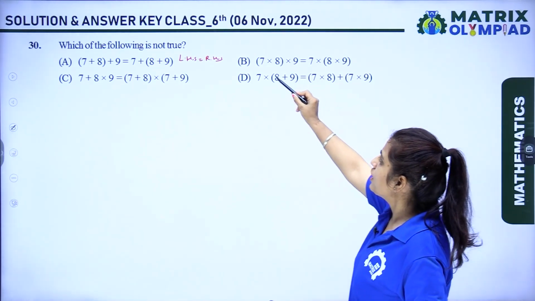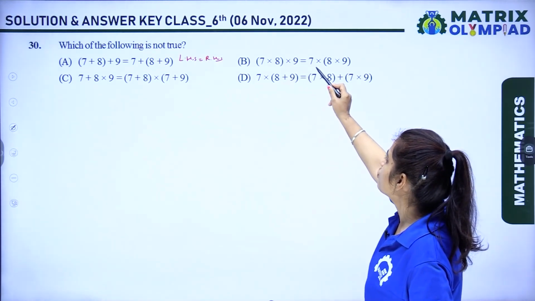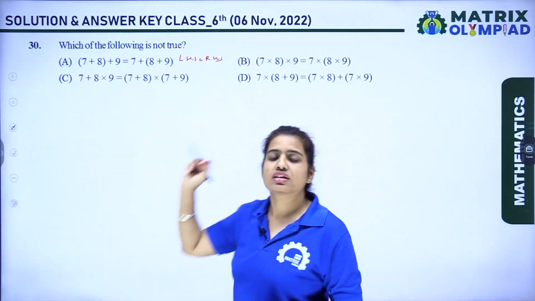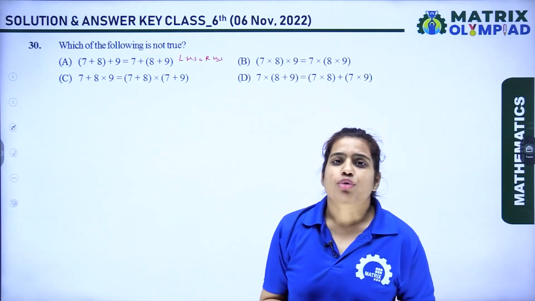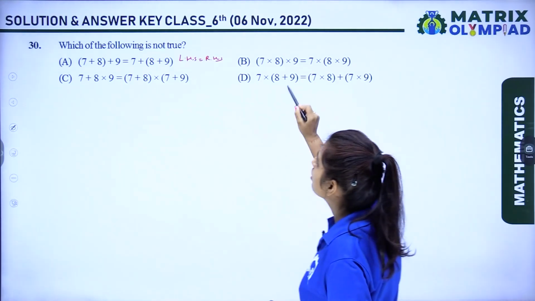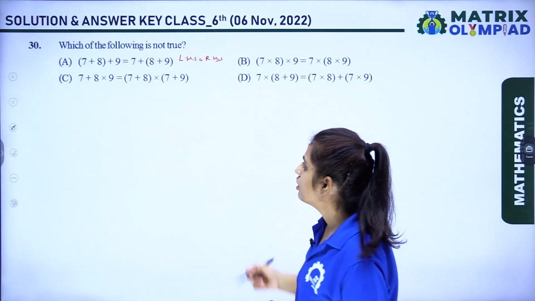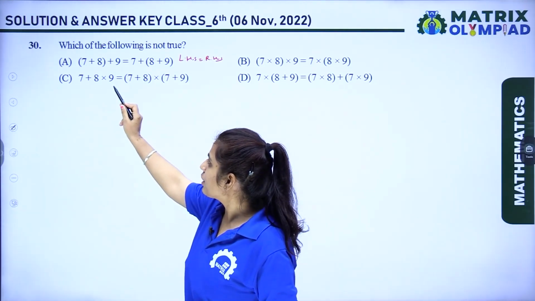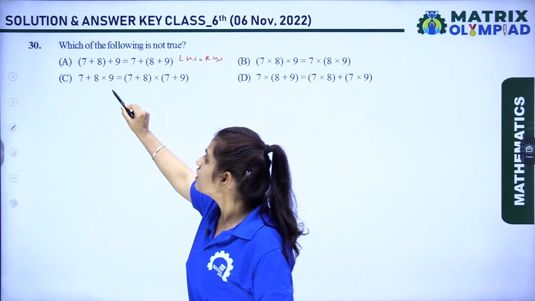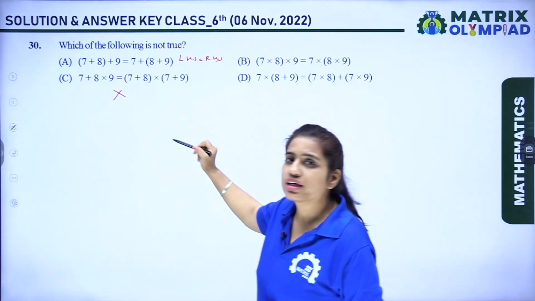Now the next option B is 7 times (8 multiplied by 9) is equal to (7 times 8) multiplied by 9. So here also we can say that it is obeying the property, that is associative property of multiplication. So option B is correct as it is following associative property of multiplication. Option C, 7 plus 8 multiplied by 9 is equal to (7 plus 8) multiplied by (7 plus 9). Option C is not following any kind of property. So option C is not correct.